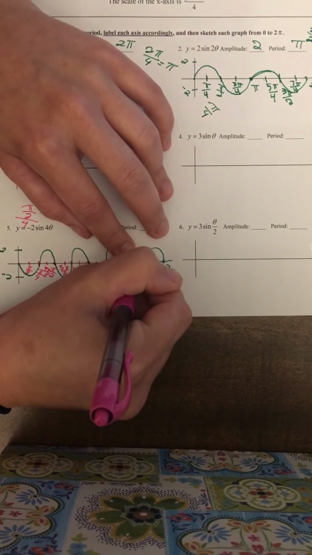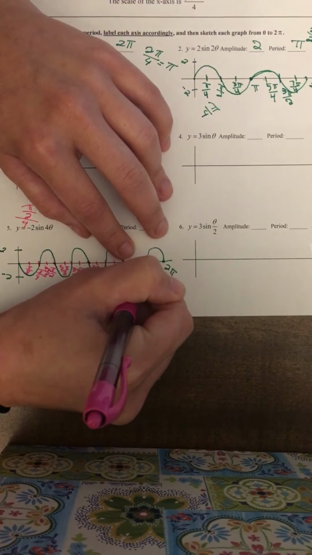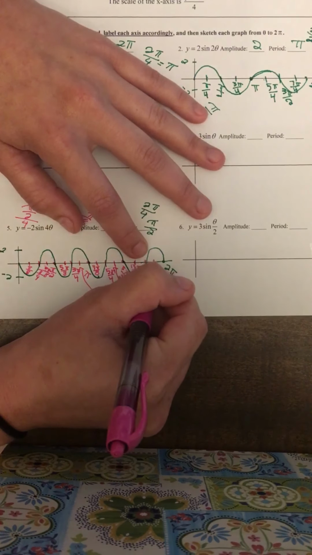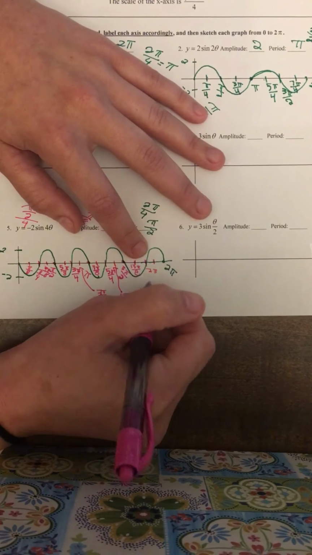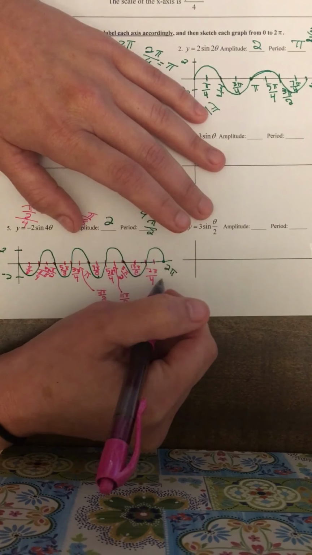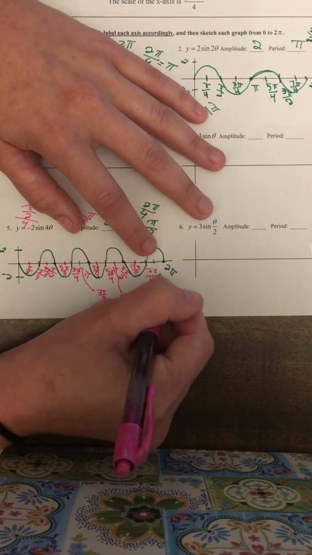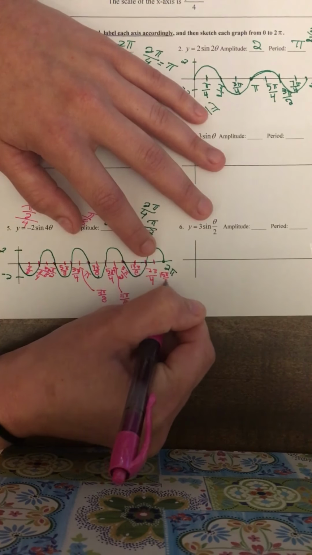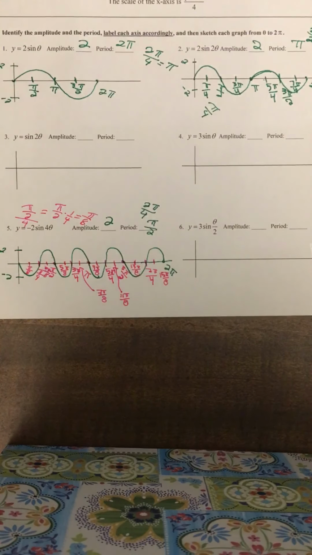Right here we have 13 pi over 8. This is 14 pi over 8, and 14 pi over 8 would be 7 pi over 4. Right here is 15 pi over 8. And then we would go to 16 pi over 8, which is just 2 pi. So this would be your graph. It's a little jumbled there. You guys are welcome to draw this on another piece of paper. Make sure you have all the room that you need.